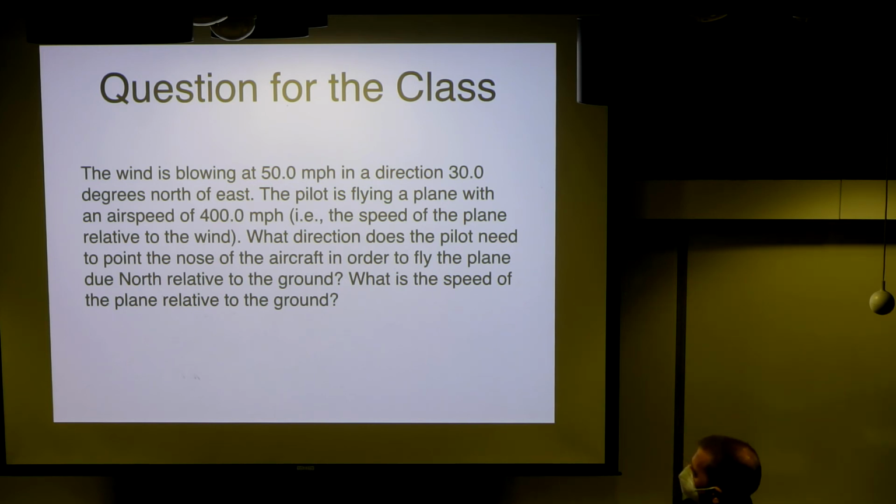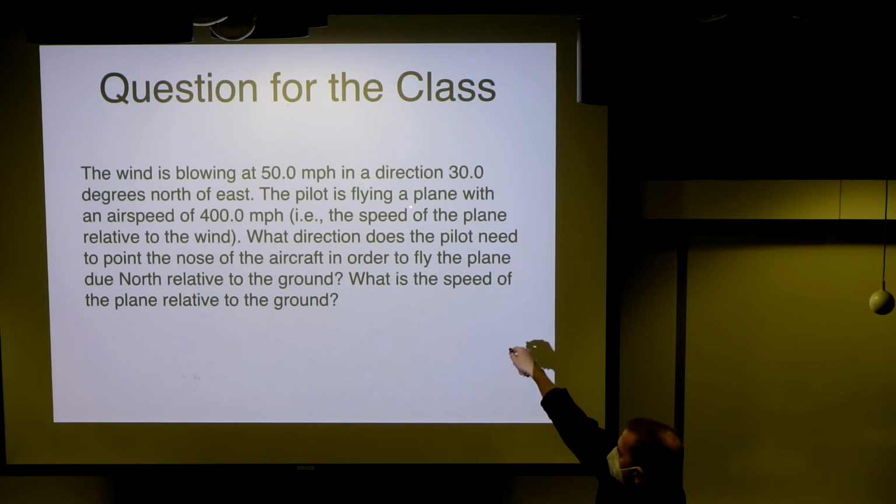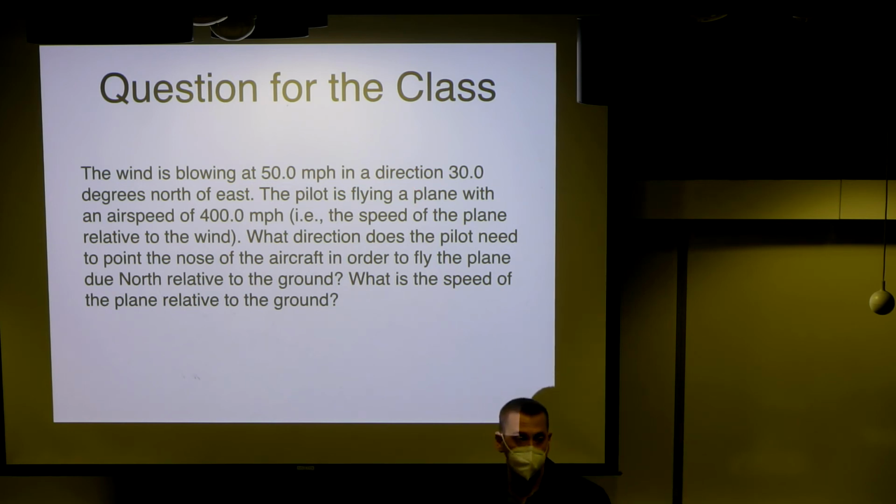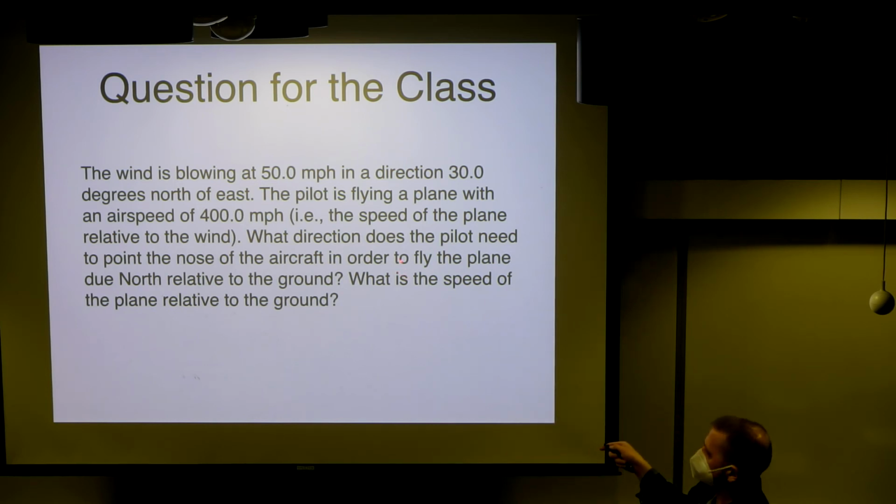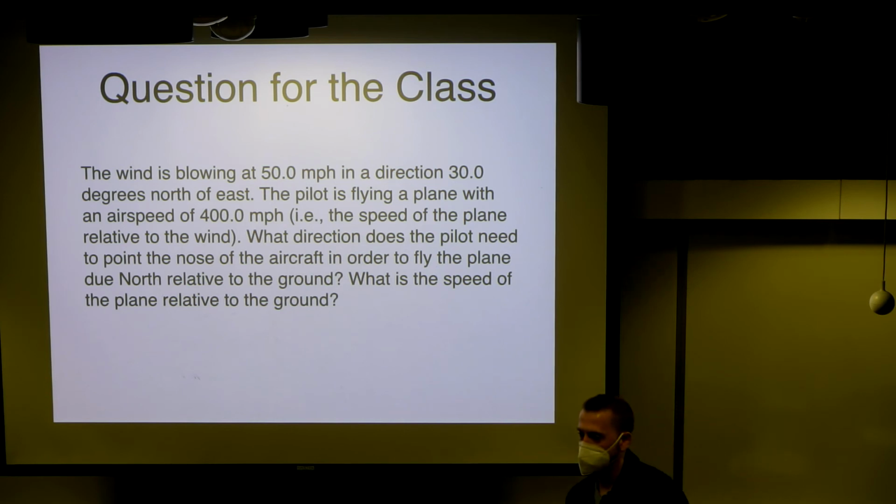All right, so kind of similar to the one we did with the honeybee, except now we have an airplane. The wind is blowing at 50 miles per hour in a direction 30 degrees north of east. The pilot is flying a plane with an airspeed of 400 miles per hour. When we say airspeed, that is the speed of the plane relative to the wind, but not necessarily relative to the ground. What direction does the pilot need to point the nose of the aircraft in order to go due north relative to the ground?